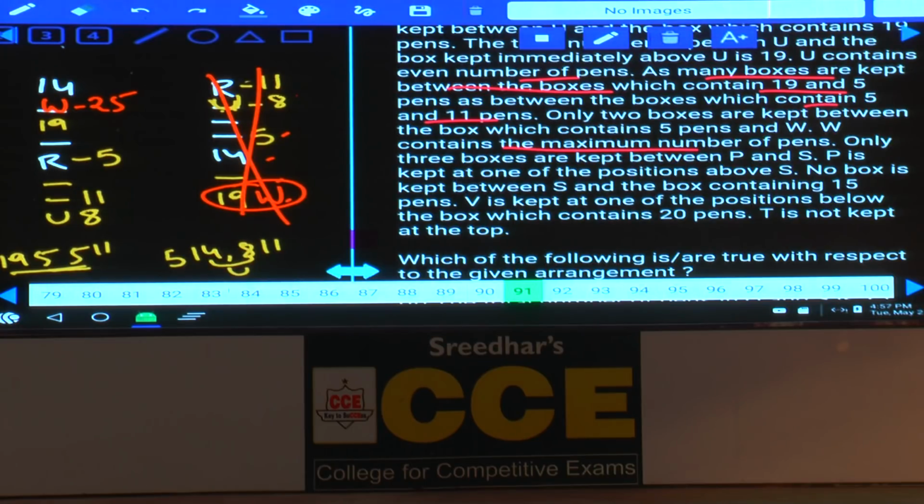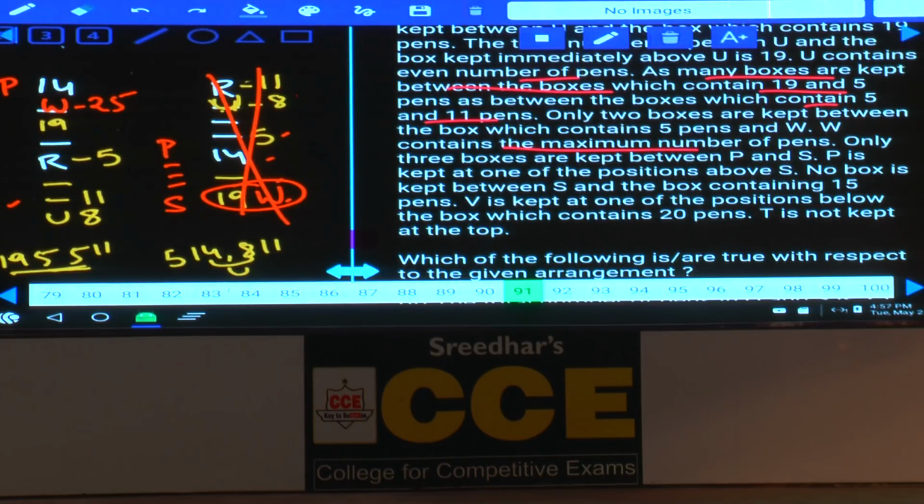Between P and S there must be exactly 3, and P is kept at one of the positions above S. Tell me what are the possibilities here? Now can S be here? If S is here 1, 2, 3, P is 19, isn't it? Whether it is possible or not. 1, 2, 3, 4, 5, 6, 7, 8 were there, 8 boxes.